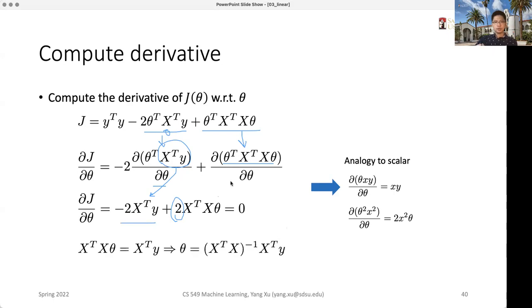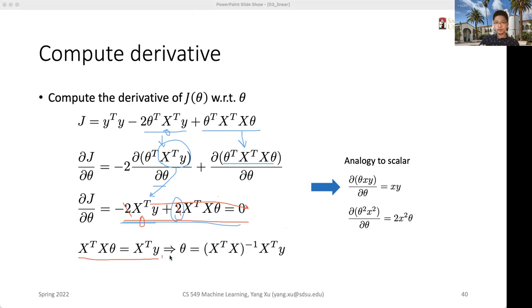Okay, so we can do some further transformation of these equations. I'll use another color. We can move this term to the right and eliminate all the 2's. So it becomes X transpose times X times theta equals X transpose times y.